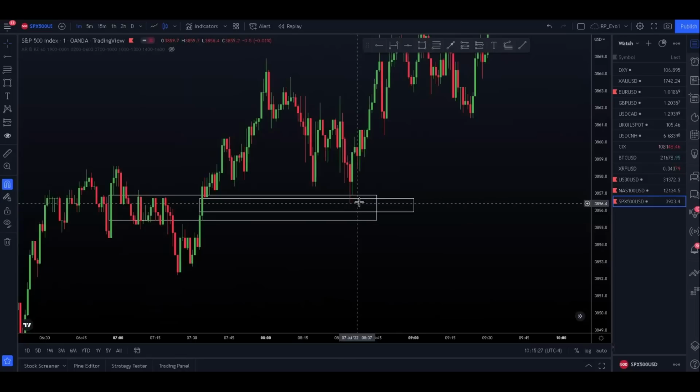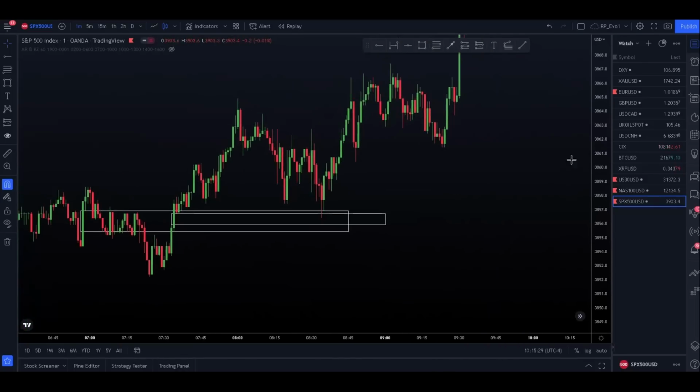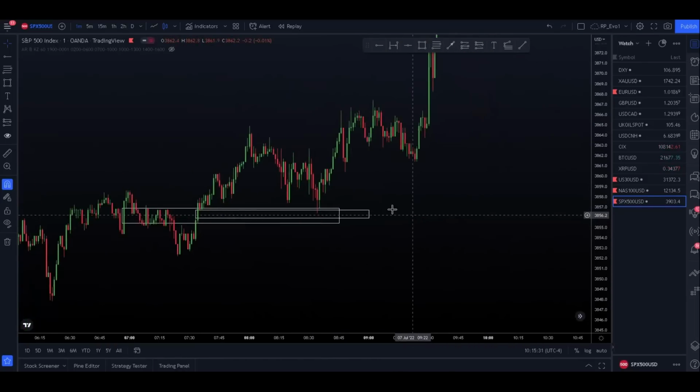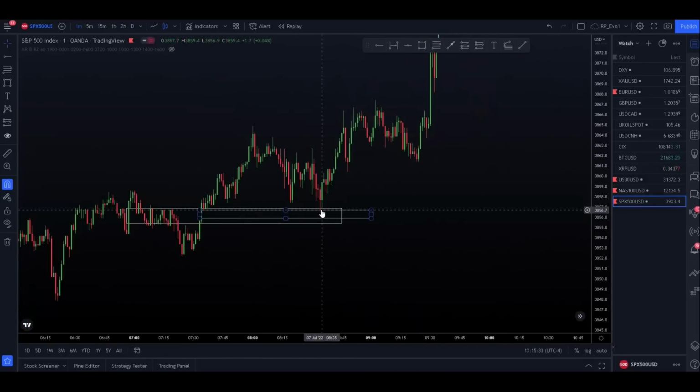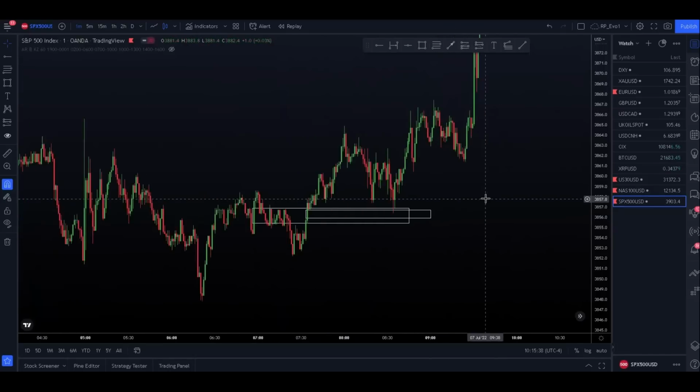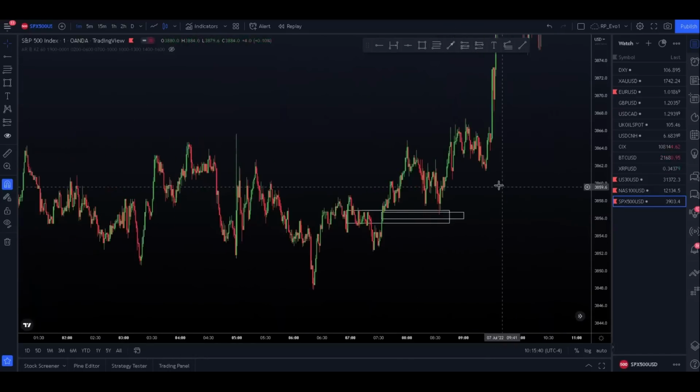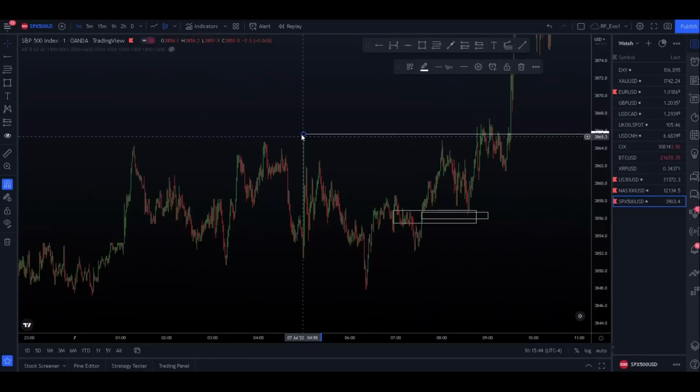And this happened at 8:30. Let's say I did not take this trade, but if I see a setup like this and I want to take it and go long based on imbalances, what's the first thing that I look at again?